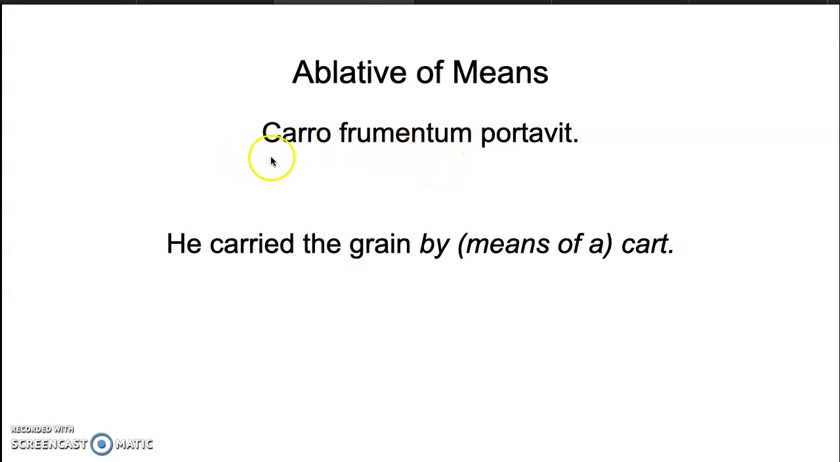By means of a cart, or by cart, or with cart. Now, the other thing I want to talk about is the placement of the ablative of means. The ablative of means will either be at the beginning of the sentence or it'll be tucked up next to the verb. So we could have written that same sentence this way and it would have been acceptable as well. So keep that in mind when you're translating.